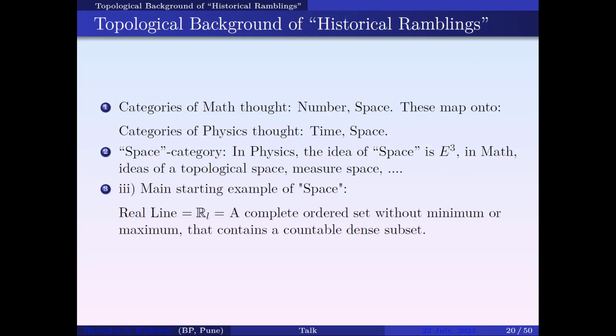Okay, and now the main starting example of a space in mathematics is the real line. I always like to distinguish between the real line and real numbers. The real line is the line that any child draws when he has a pencil and paper. Mathematically, it is a complete ordered set without minimum or maximum, and that contains a countable dense subset. This is the understanding of Dedekind.